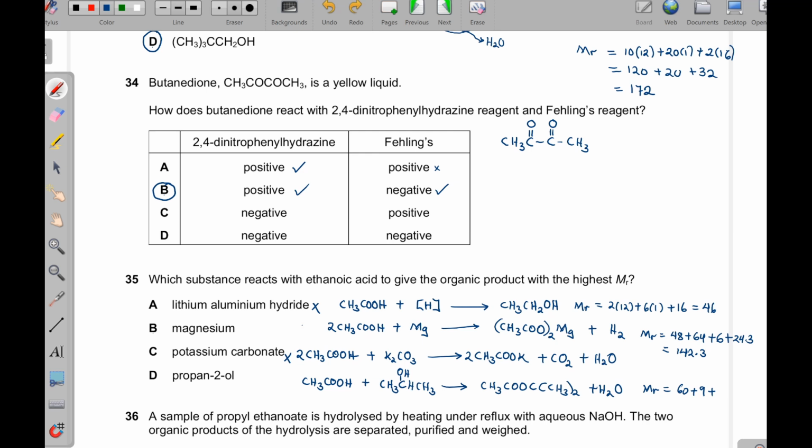We shall get 32. So this is 92, not so? And then plus 9, isn't that 101? Something like that. So which one is bigger? Is for this one here. So that is B here.